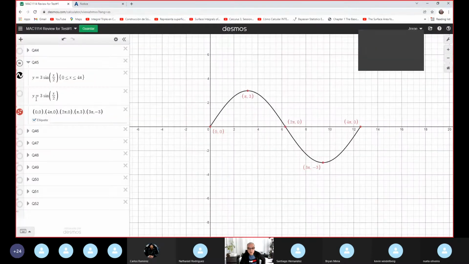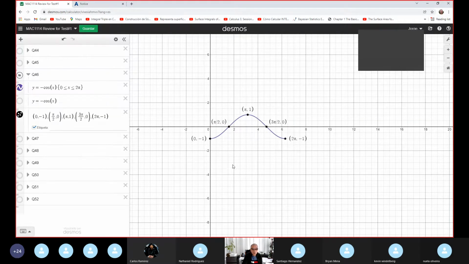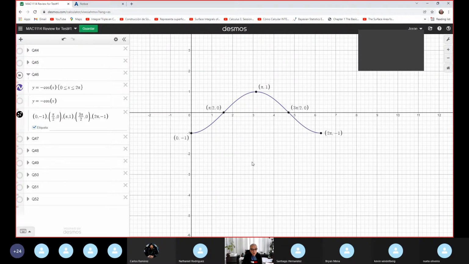Here. Okay. Decimals. 46 problem, no? 46 is something like that. Look. Oh, look at that. 46 is negative cosine. One period, 2 pi, is a period, therefore we extend it in both directions, several periods. This is the famous 5 point. 0, -1, pi over 2, 0, pi, 1, 3 pi over 2, 0, and 2 pi, -1, because it's reflection.